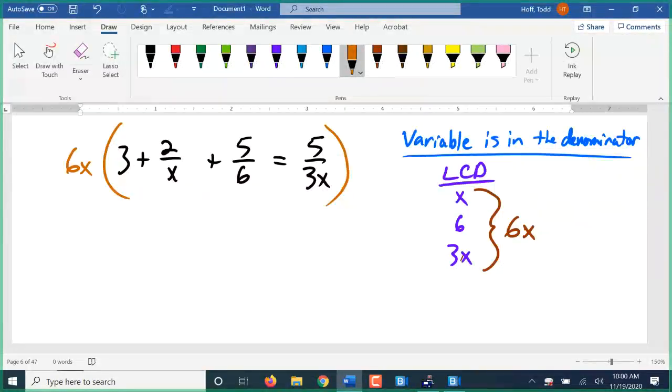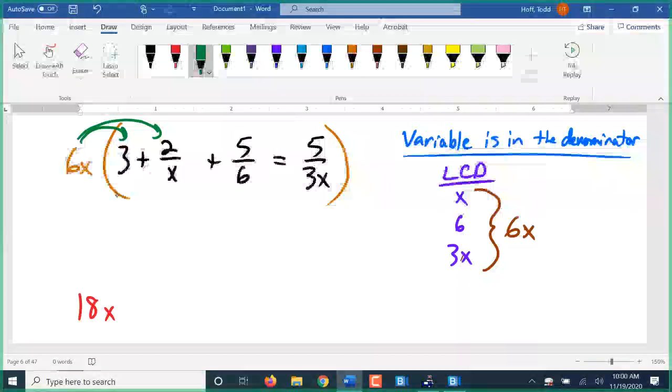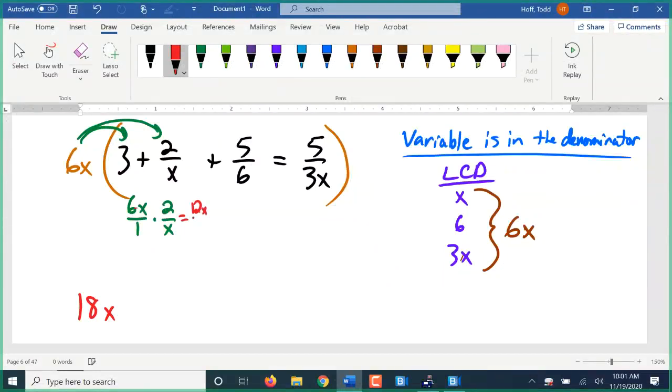Now, fortunately, this one's actually a little bit simpler to multiply out. 6x times 3 is just 18x. 6x times 2 over x. We'll make this 6x over 1 times 2 over x. I'm just going to multiply and reduce. 6x times 2 is 12x. 1 times x is x. 12x divided by x is just 12.